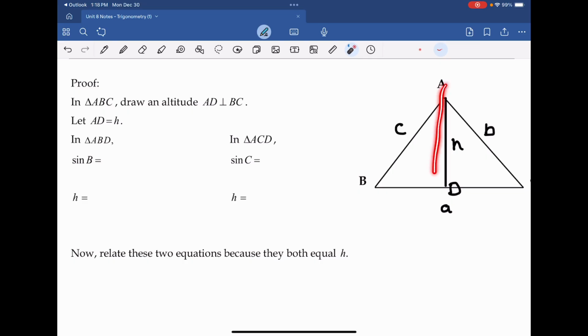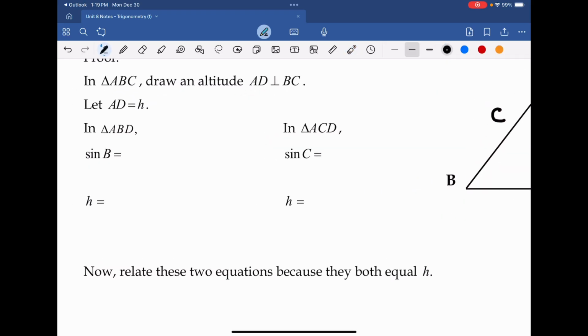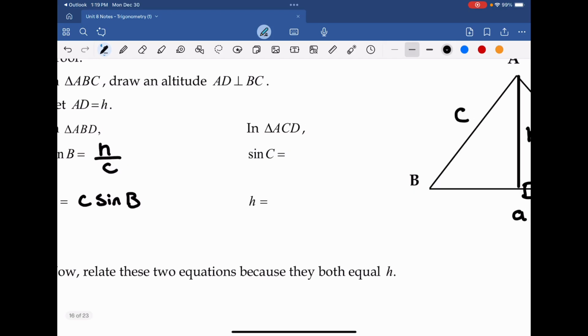We're going to let AD be the height of the triangle. Now, in the triangle ABD, or the left triangle, when we talk about sine B, we're going to look from the perspective of B and go opposite over hypotenuse. That's the same as saying H over C, because C is the hypotenuse on that triangle. And thus, when we isolate for H by multiplying C up, it's going to be C sine of B.